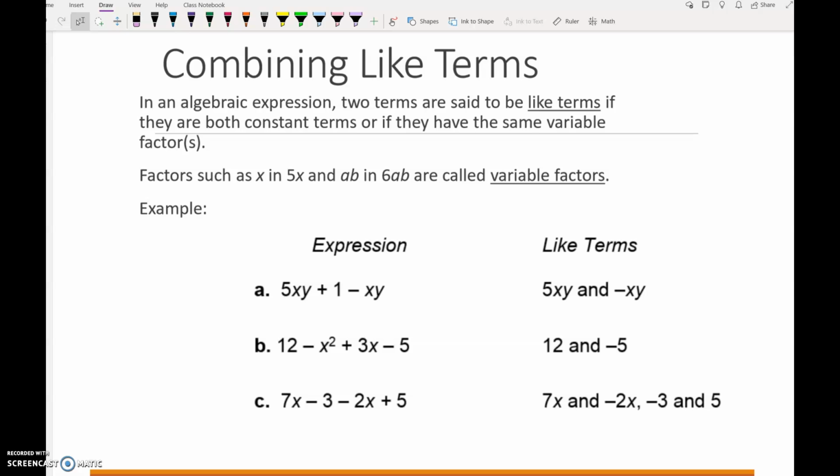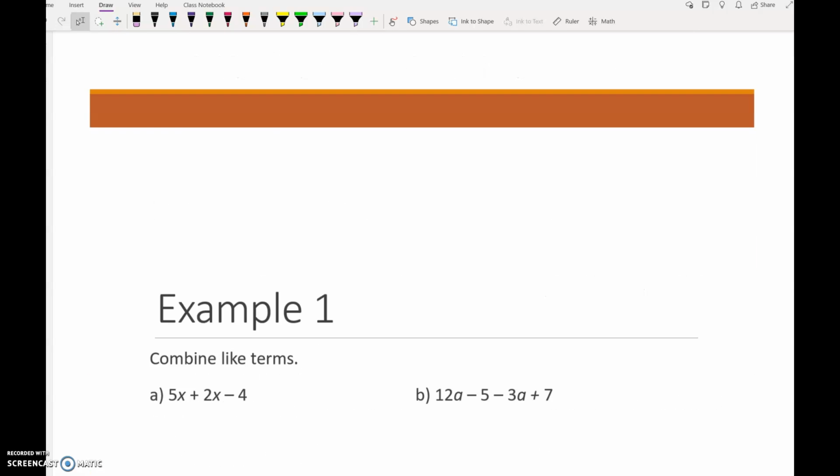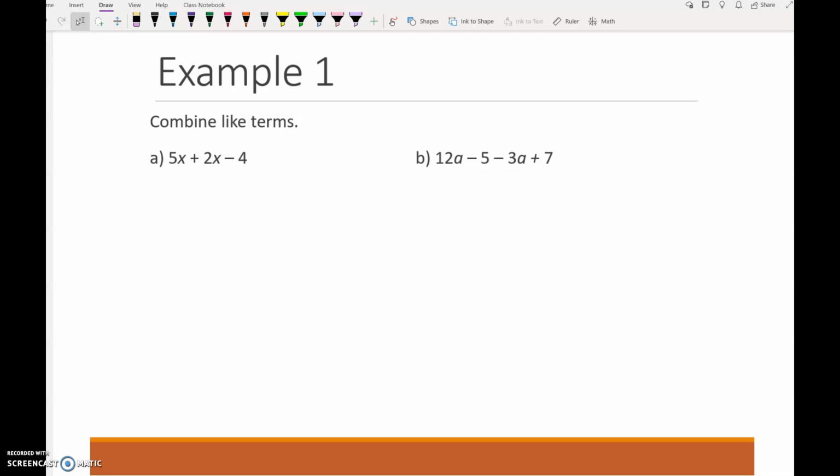Okay, you don't have this slide in your notes, and we're just going to do this in an example. I would like you to try in example A, combining like terms. See if you can remember what that means. Pause the video. Okay, the 5x and the 2x are like terms. We'd combine those to give us 7x.